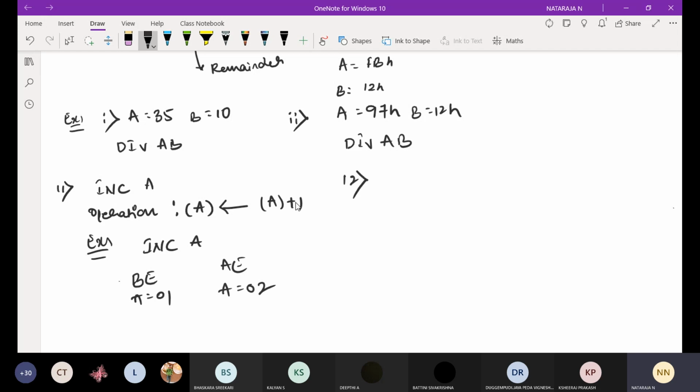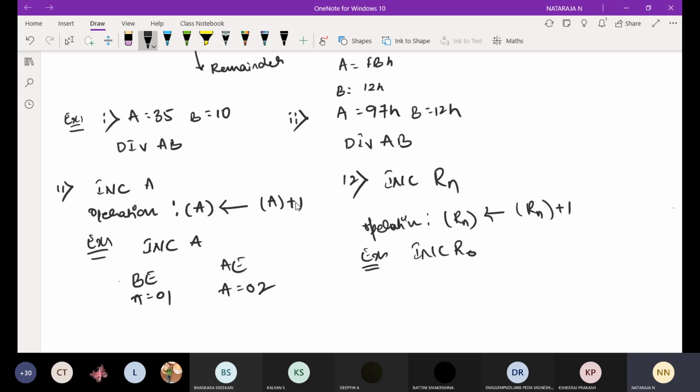The next instruction is increment Rn. The operation behind this is that whatever data we store in the register Rn becomes Rn plus 1. The equivalent example will be increment R0. Before execution, if R0 is equal to 30H, after execution R0 is equal to 31H.